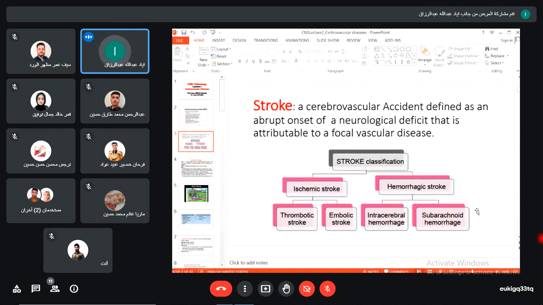Concerning the local type, local neurological deficit, which is also called stroke, could be classified into an ischemic type and hemorrhagic type. Ischemic type is either thrombotic, due to thrombosis, often due to atherosclerosis, or due to embolic type. And the hemorrhagic stroke includes a subarachnoid type of hemorrhage and intracerebral type of hemorrhage.